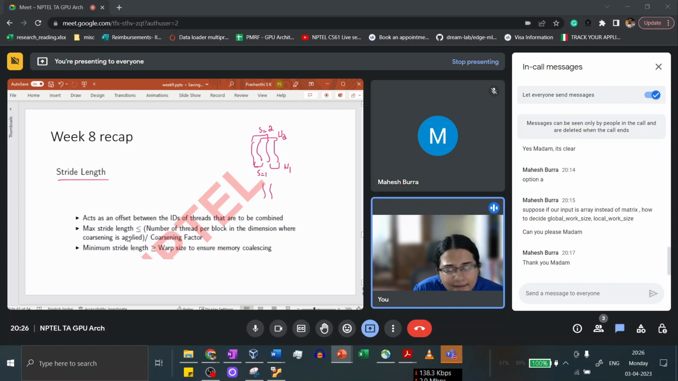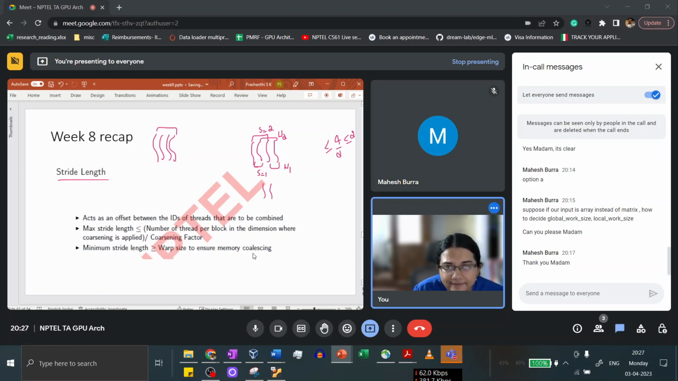We have 2 limitations, or bounds, on this stride length: the max and the minimum. The maximum stride length is the number of threads per block in the dimension where coarsening is applied, divided by the coarsening factor. Here, for instance, I have only one dimension, let's say the X dimension, so the number of threads per block in X is 4. Let's say my coarsening factor is 2, so my maximum stride length should be less than or equal to 2. What happens if I set a stride length of 3? The first thread is going to be merged with the 4th thread, but then what happens to these 2? So you can think of why this bound is there.